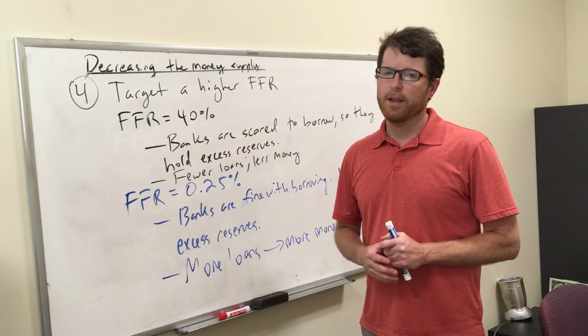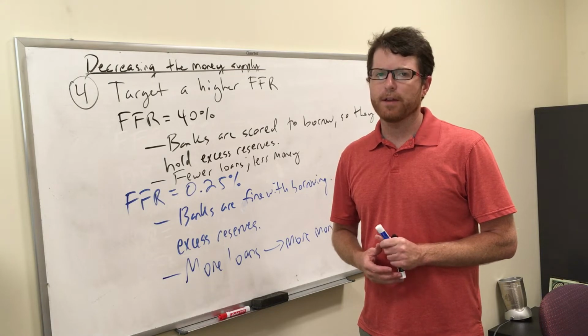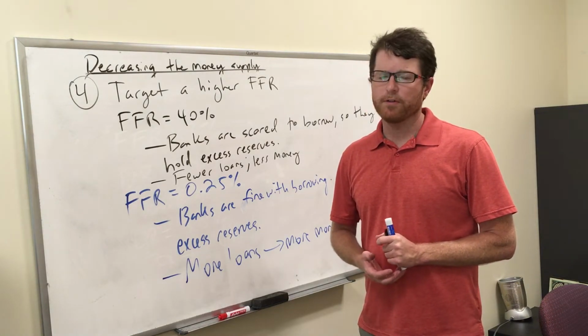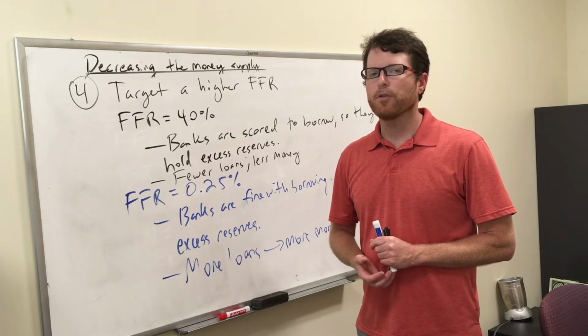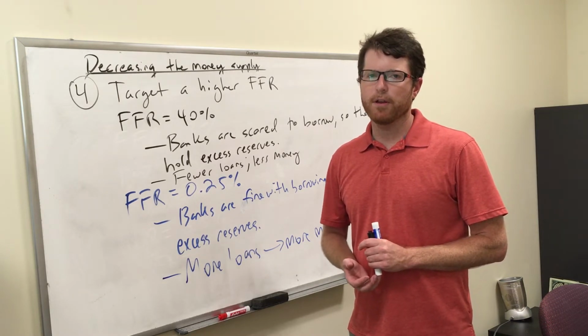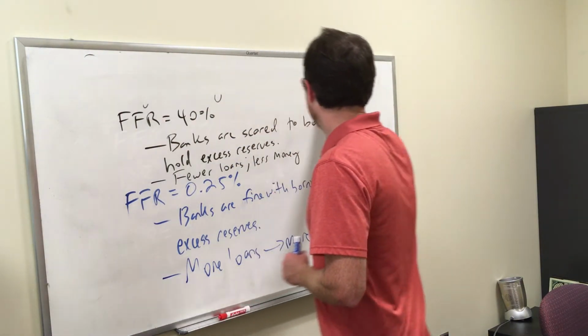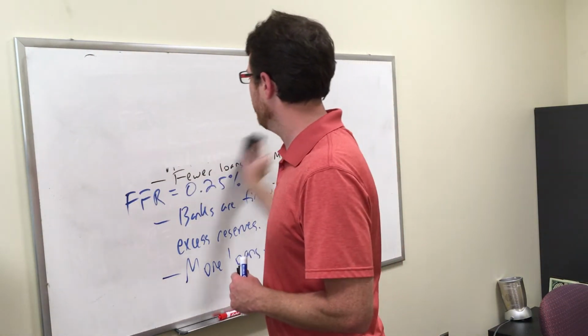Now, what does the Fed need to do to get this federal funds rate up higher? Well, you need to be able to explain that. It's something I'll probably ask on the next exam. We know what they need to do to lower the federal funds rate. So think about what they would need to do to raise the federal funds rate. That would be a good test question. Okay, so that's it for decreasing the money supply.